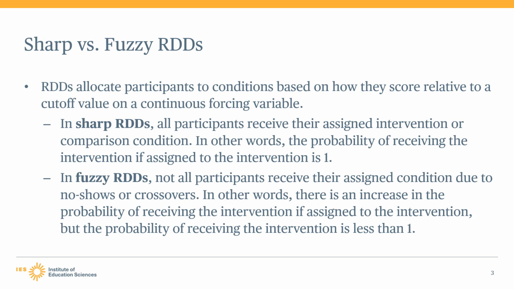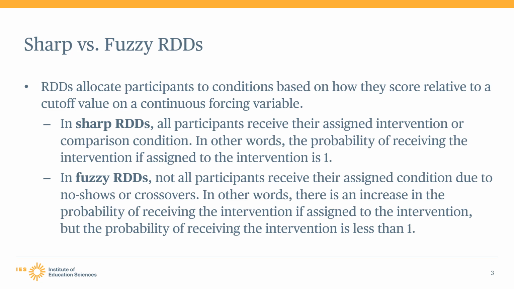As discussed in this training series, a regression discontinuity design is an appropriate and potentially powerful causal research design when a program or policy allocates participants to conditions based on how they score relative to a cutoff value on some continuous forcing variable. There are two broad categories of regression discontinuity designs. The first is called a sharp RDD. In a sharp RDD, all participants receive their assigned intervention or comparison condition, meaning, for example, if students below a particular cutoff score are meant to receive an intervention and students above this cutoff are not meant to receive the intervention, then all students scoring below receive the intervention and none who score above do. Statistically speaking, the probability of receiving the intervention increases from 0 to 1 exactly at the cutoff.